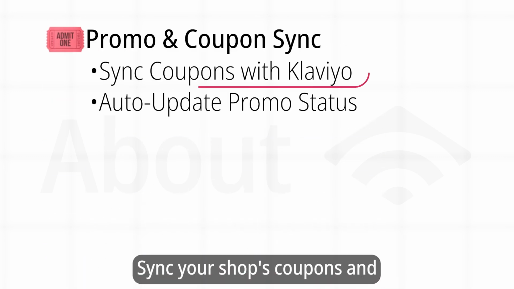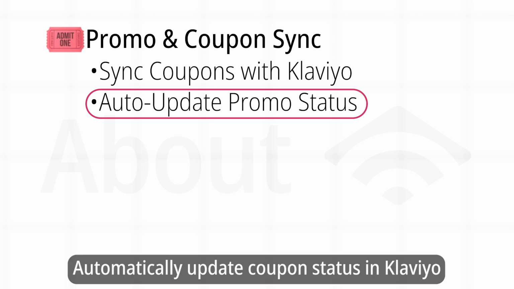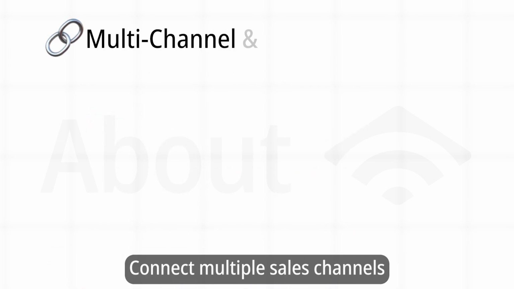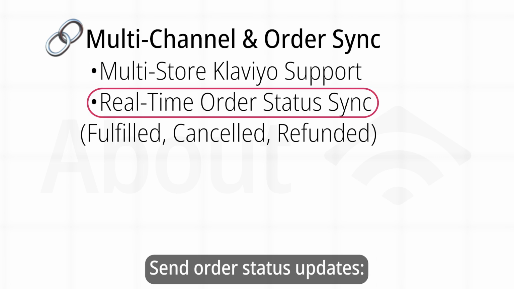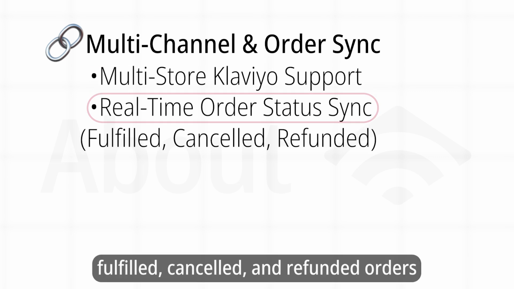Sync your shop's coupons and promotions with Klaviyo. Automatically update coupon status in Klaviyo. Connect multiple sales channels with individual Klaviyo accounts. Send order status updates: fulfilled, canceled, and refunded orders.